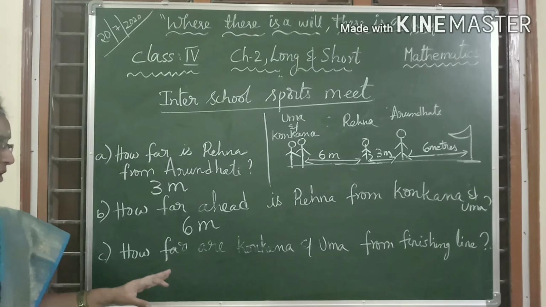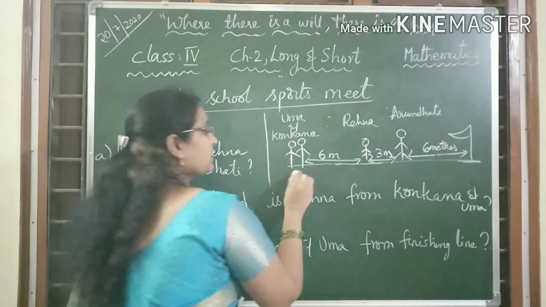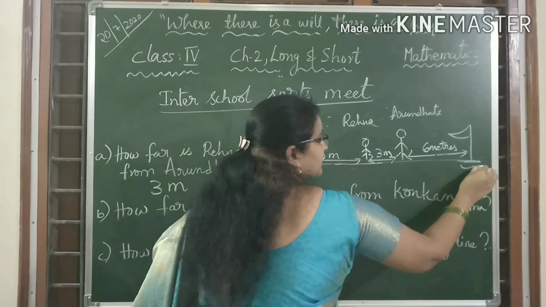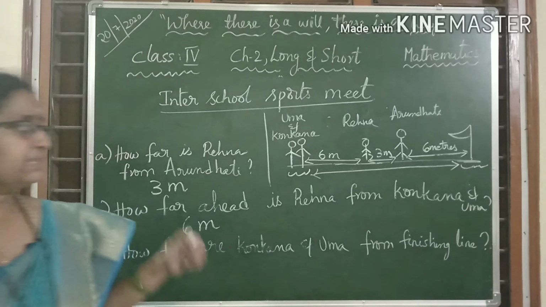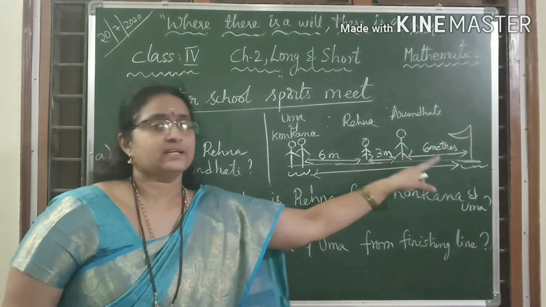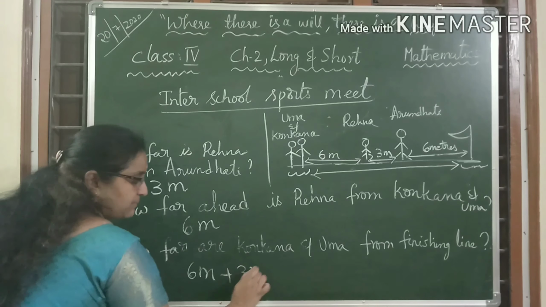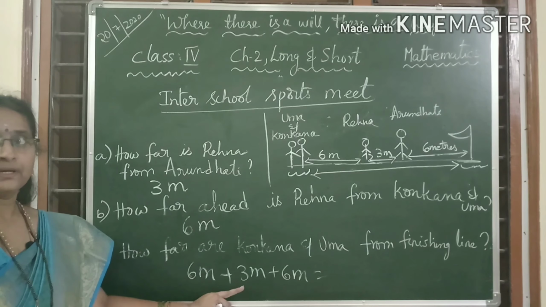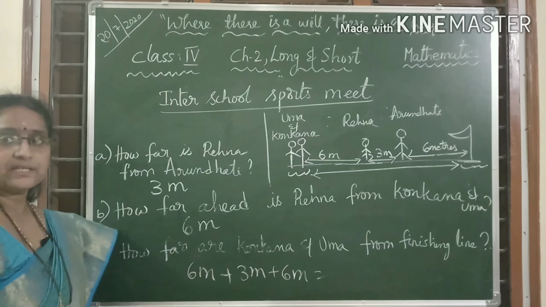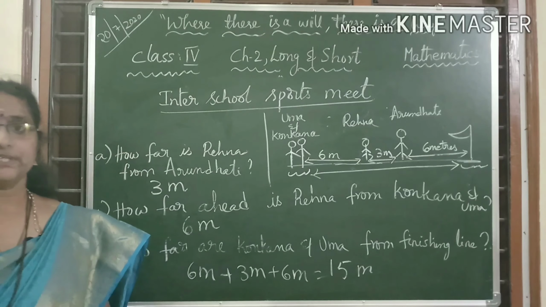Now, how far are Konkana and Uma from the finishing line? Here Konkana and Uma are here. This is the finishing line. We need to calculate the total distance. That means we need to add these 3 distances, which is nothing but 6 meter plus 3 meter plus 6 meter. 6 plus 3, 9. 9 plus 6, 15. The total distance is 15 meters.